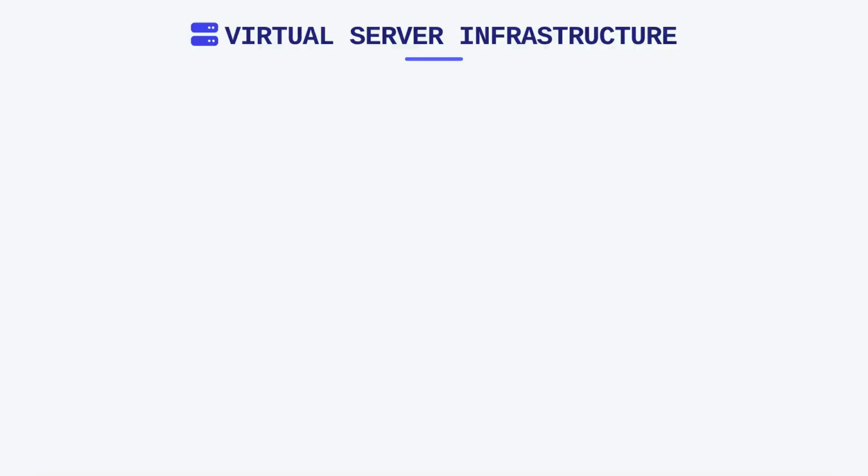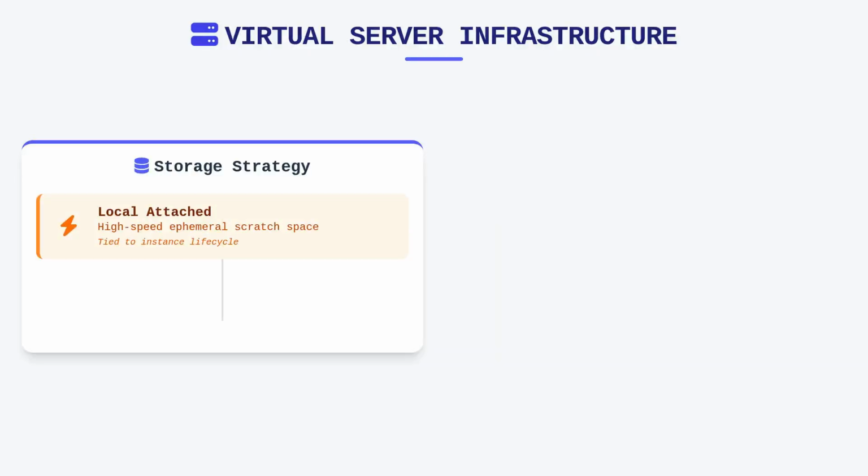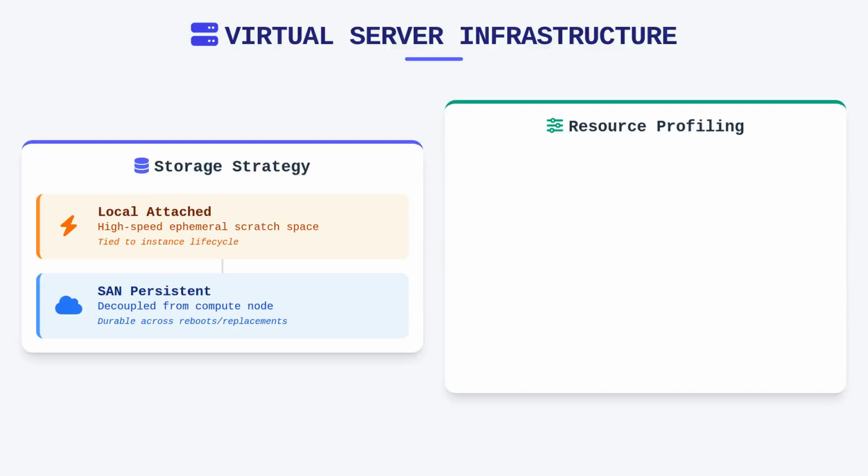The storage subsystem for these virtual servers presents a variety of configuration trade-offs that you must navigate. You can utilize local attached storage for high-speed, temporary scratch space, although this data is ephemeral and tied to the life cycle of the instance itself. For persistent data, you would instead attach storage area network persistent storage, which decouples your data from the compute node, ensuring that your files remain available even if the underlying virtual machine is rebooted or replaced. Choosing between these options involves balancing I/O requirements against the need for data durability and network latency.